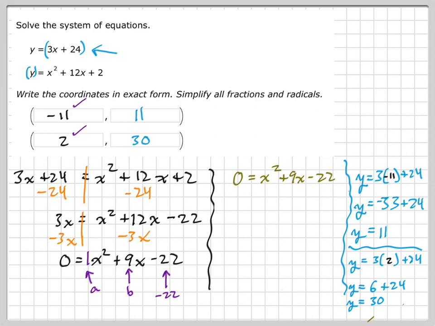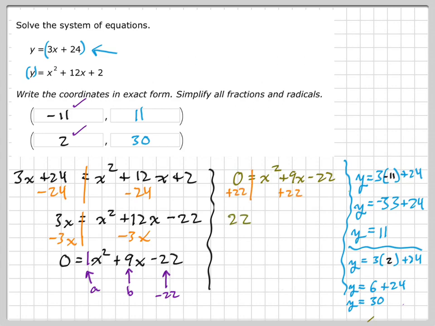Now, I would normally not complete the square with this one. And the reason why I wouldn't is because I see the 9 right here, and the 9 on the x is not divisible by 2. Because it's not divisible by 2, that means I'm going to get fractions everywhere. So, let me show you guys how this is done.